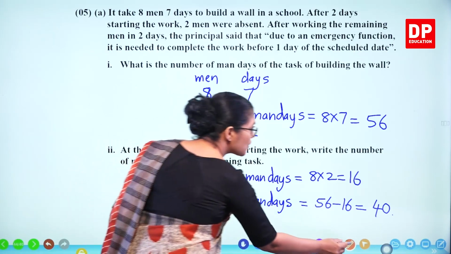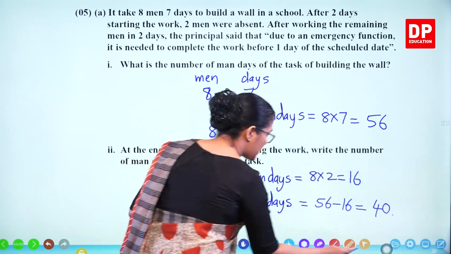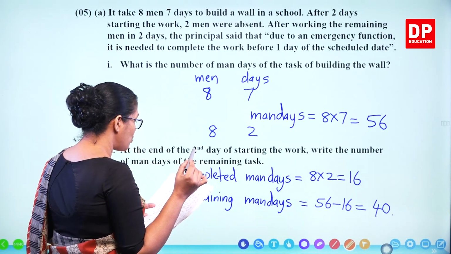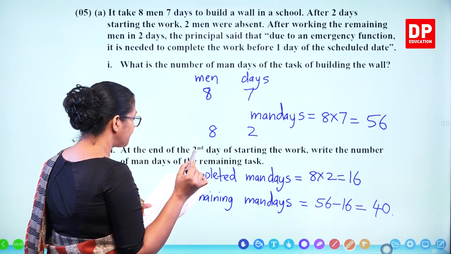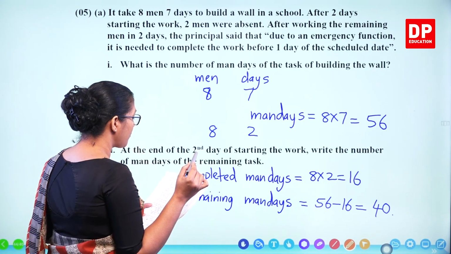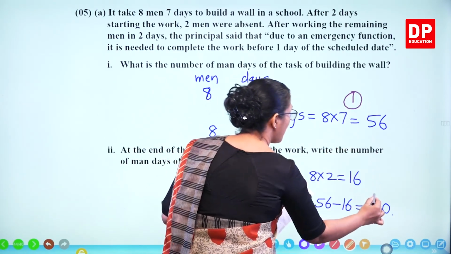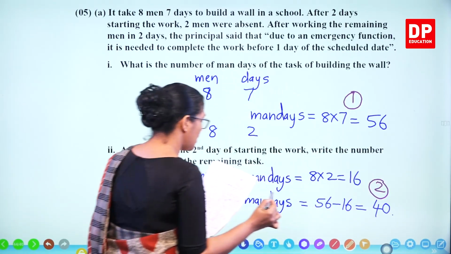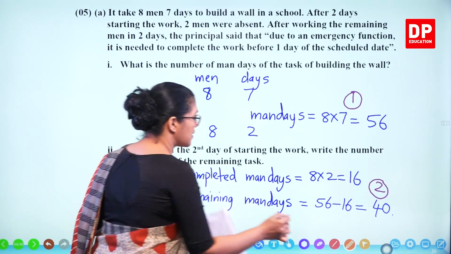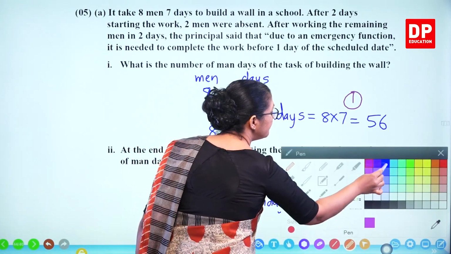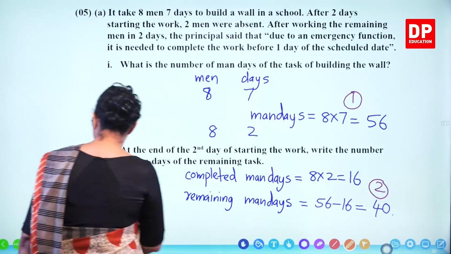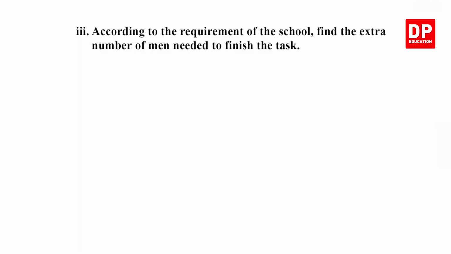So we'll give marks for these 2 parts. You get 56, just 1 mark. And finding 40 man days, that's 2 marks. So third part, according to the requirement of the school, find the extra number of men needed to finish the task.